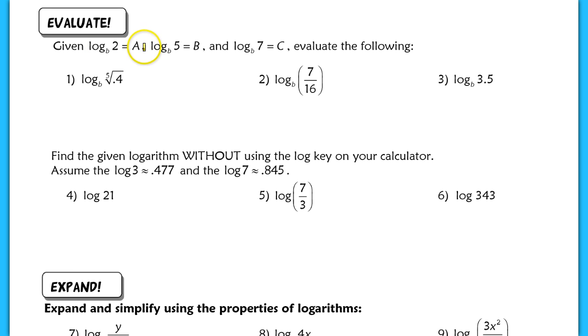We have log base b of 2 is equal to a, log base b of 5 is equal to b, and log base b of 7 is equal to c. Notice that there are no actual numbers here. You're given everything in terms of variables, and that's okay. We're still going to try to simplify though and evaluate this expression.